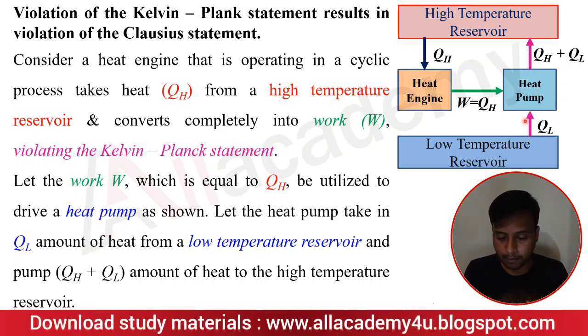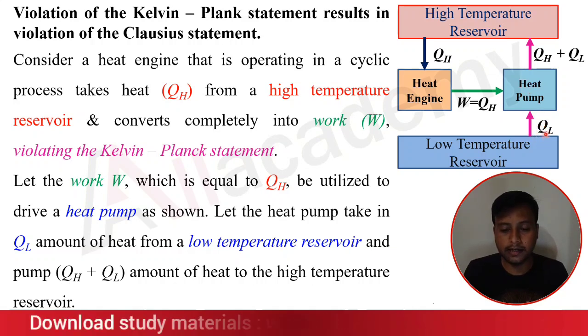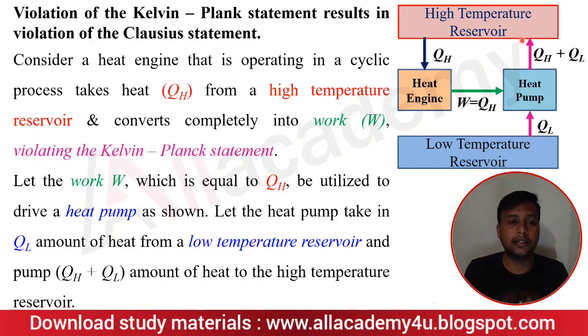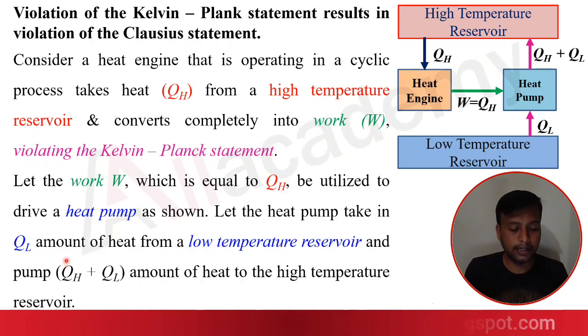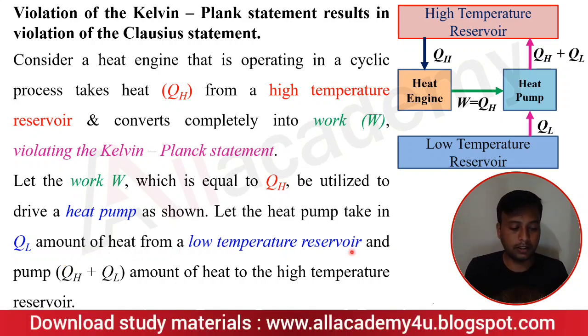Now the heat pump. Here you can see the direction is upward, which means lower temperature heat is taken to a higher temperature heat reservoir. Let the heat pump take the QL amount of heat from the low temperature reservoir and pump it to the high temperature reservoir.